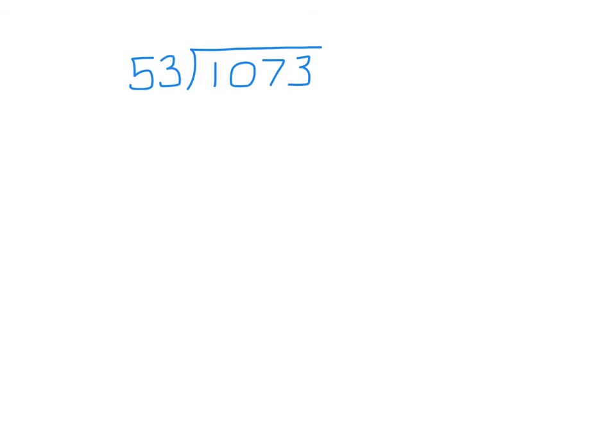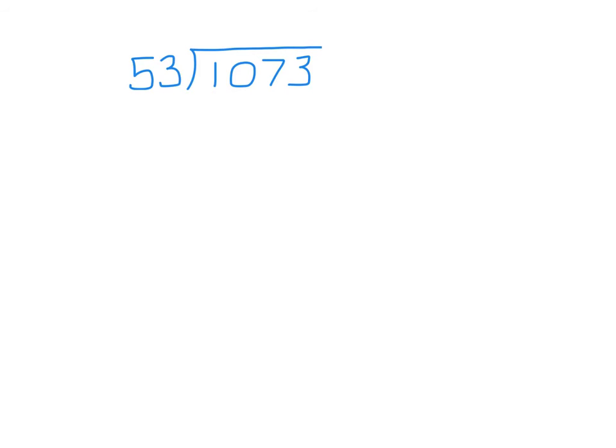Sometimes you're going to need to write one or more zeros in the quotient because the divisor won't go into the number at all. You'll just put the 0 down and subtract. Don't skip writing the 0. That's very important. So let's take a look at our example here.